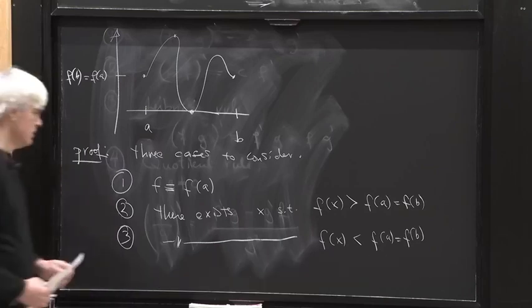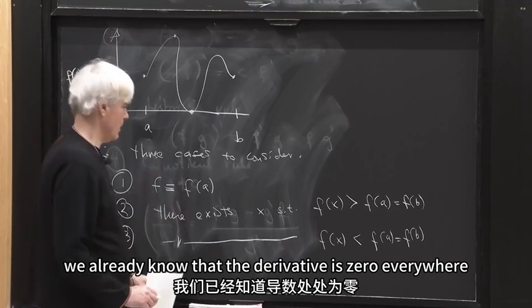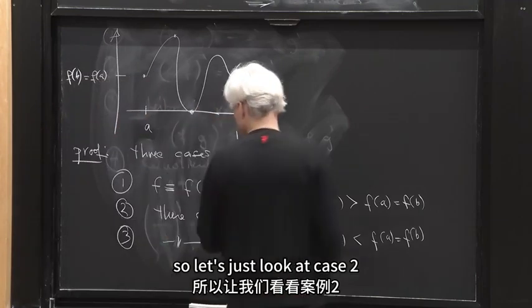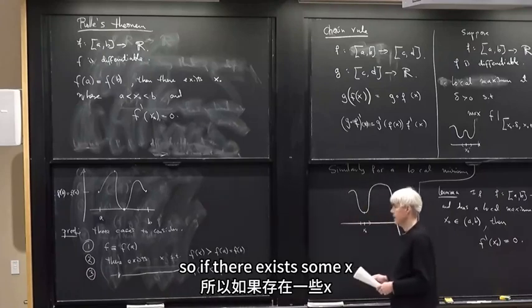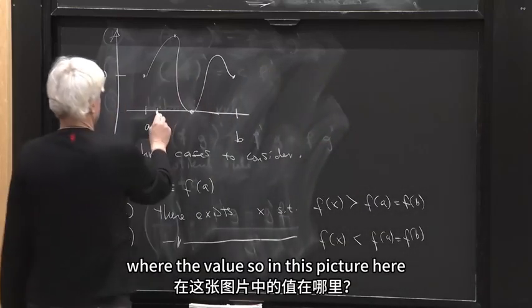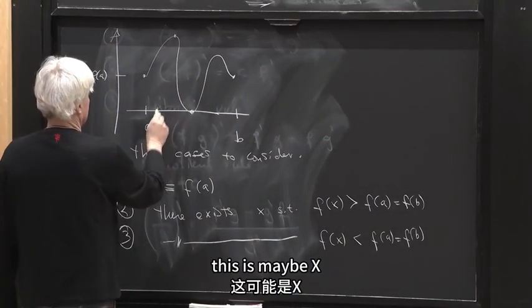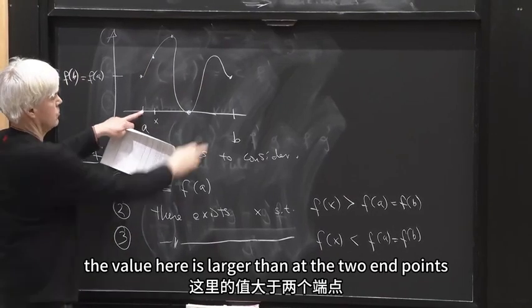In case 1, we already know that the derivative is 0 everywhere. So let's just look at case 2. Case 3 is similar. So if there exists some x where the value, so in this picture here, this here is maybe x, the value here is larger than at the 2 endpoints.